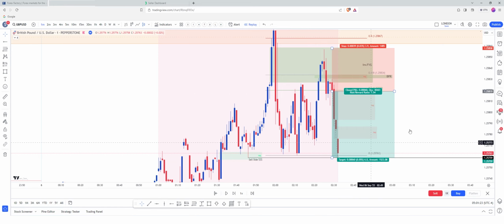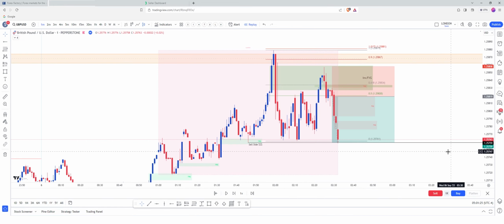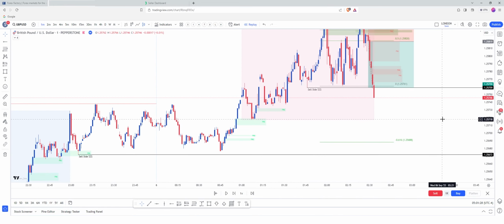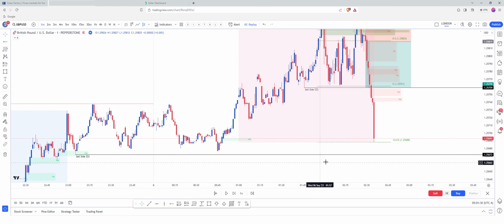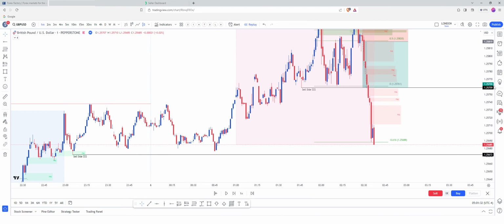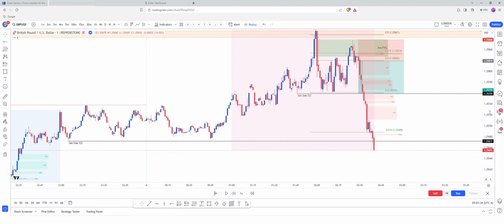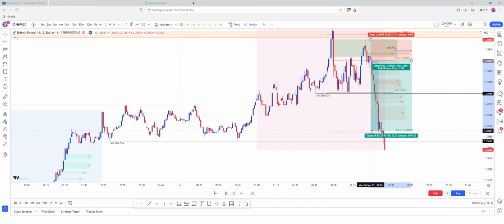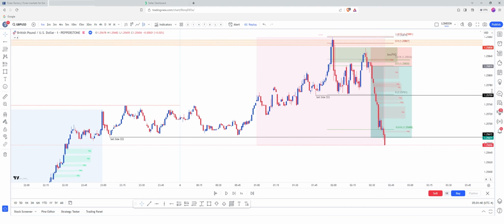Really, really strong price action, taking out that sell side. And then ultimately expecting this sell side to be taken. And there we go, that would be me closed out in full for a 3.8R trade.